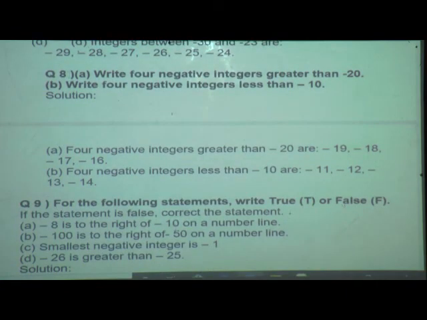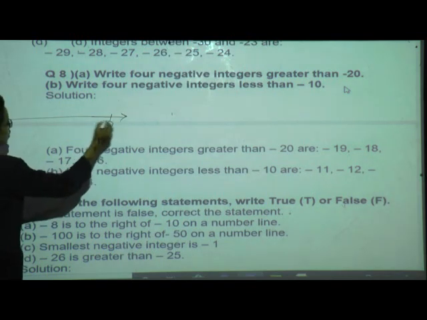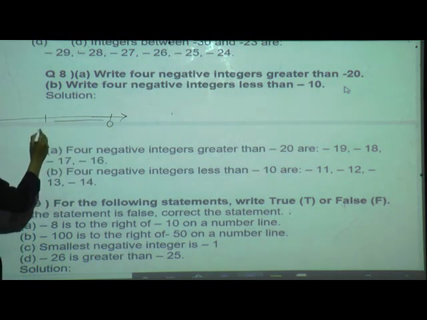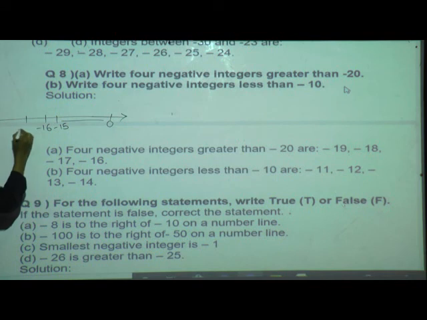Question number 8. Write 4 negative integers greater than minus 20. We have to write 4 negative integers which are greater than minus 20. So we will take a number line here again, and this is 0. I will skip a few parts here and start directly writing from minus 15, minus 16, minus 17, minus 18, minus 19 and minus 20.